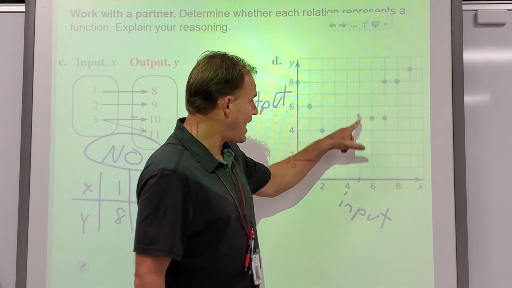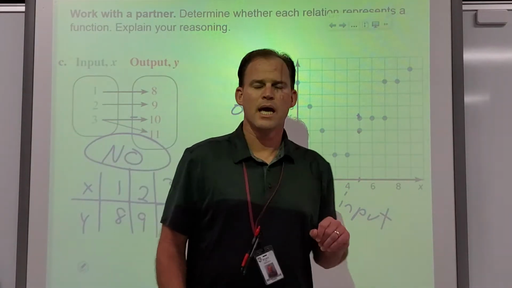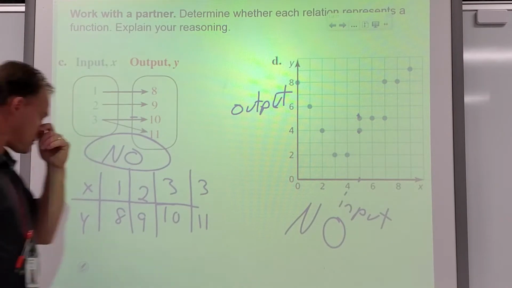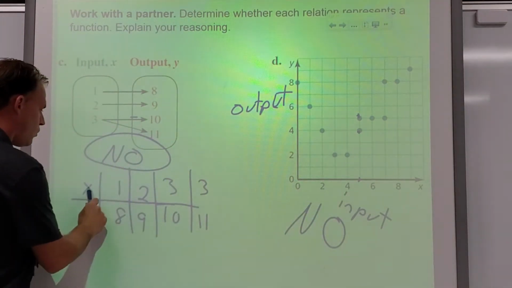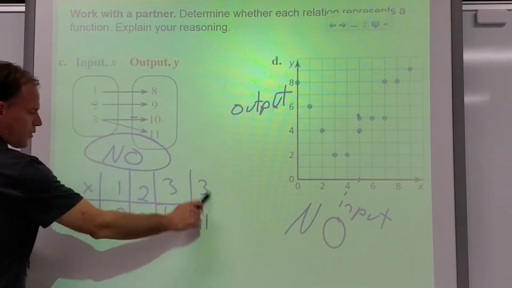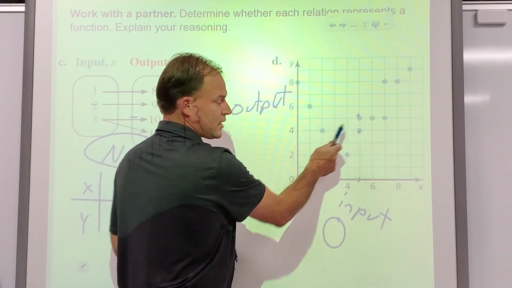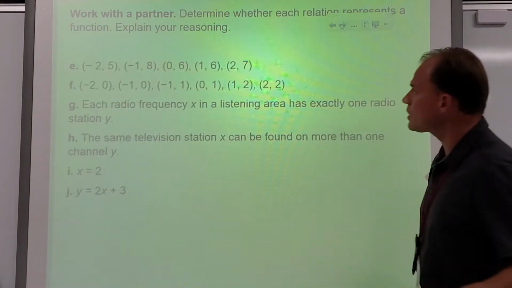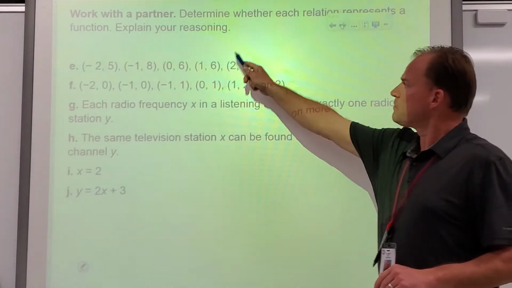So 5 has 2 different outputs, not a function, excuse me. Not a function. 1 input, 2 different outputs, whether I look at it in the mapping, whether I look at it in a table, whether I look at it in a graph. If 1 input has 2 outputs, it's not a function. All right, so looking at it all these different ways.